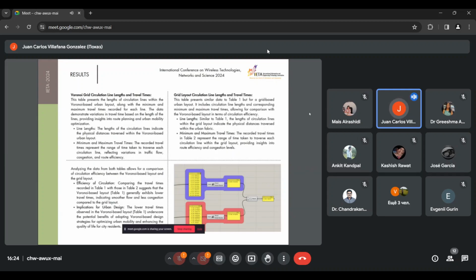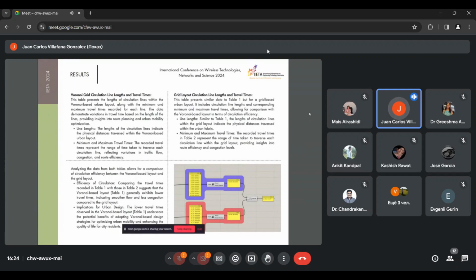Grid layout, circulation line length, and travel times. This table presents similar data to Table 1, but for the grid-based urban layout. It includes circulation line length and the corresponding minimum and maximum travel times, allowing for comparison with the Voronoi-based layout in terms of circulation efficiency. Line length, similar to Table 1, the length of circulation lines within the grid layout indicates the physical distance traversed within the urban fabric.